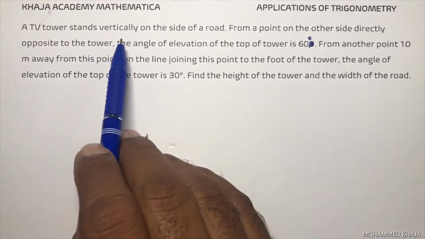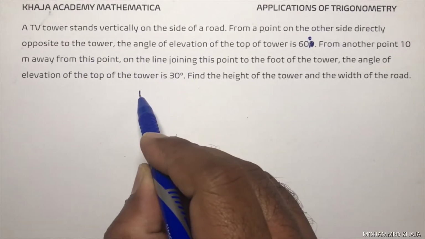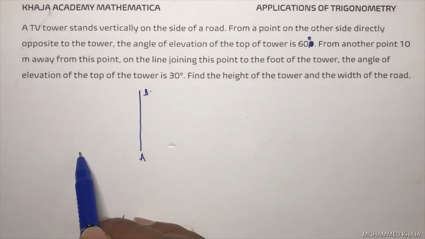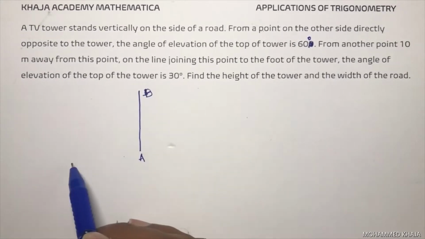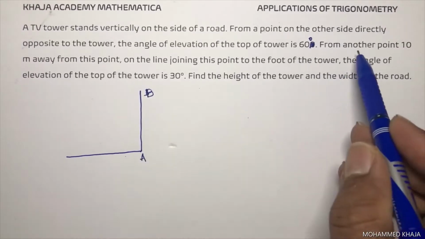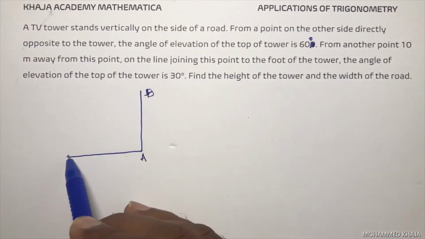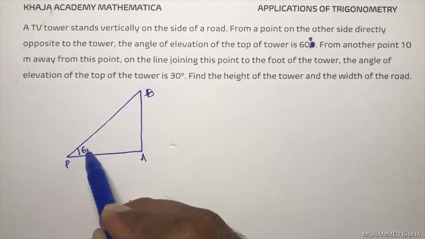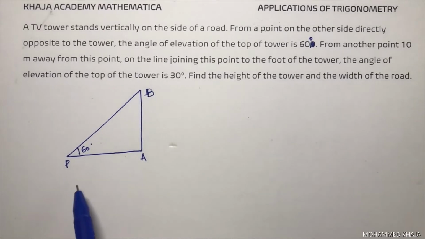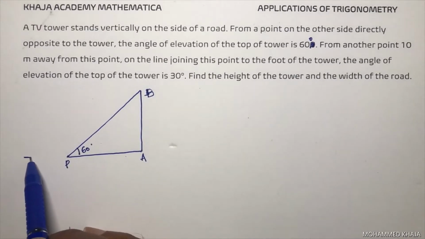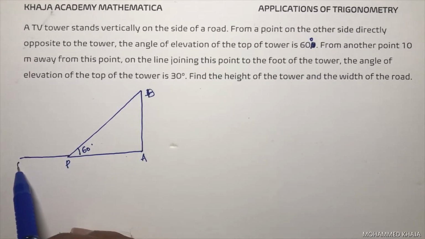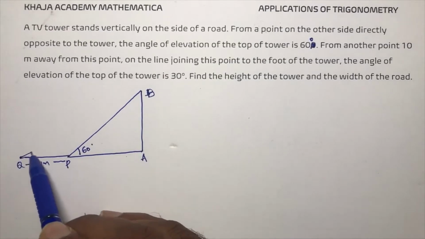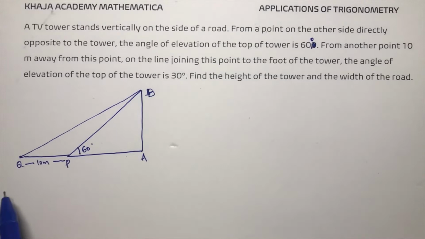See, a TV tower stands vertically on the side of a road. So if we take AB as a TV tower, from a point on the other side, opposite to the tower, the angle of elevation of the top of the tower means from this point, the angle of elevation of the top of the tower is 60 degrees. From another point 10 meters away, I'll take one more point Q, which is 10 meters away, this one.